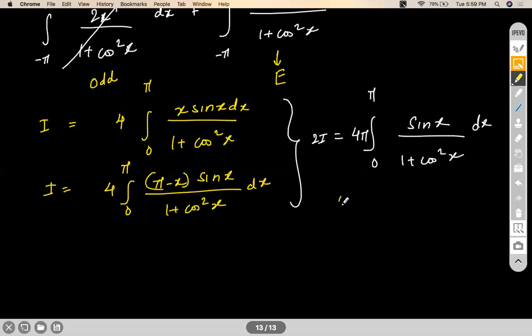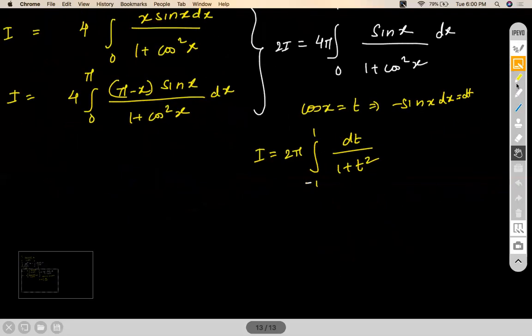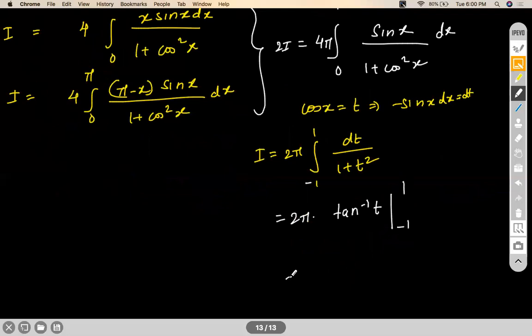Now this is a simple problem where you can take cos x as t. So minus sine x dx will become dt. So I will be equal to 2 pi times integral from 1 to minus 1 of dt with a negative sign by 1 plus t square. We can observe this negative sign and flip the upper and lower limits. So the answer here is 2 pi tan inverse of t from minus 1 to 1. That gives pi by 4 minus minus pi by 4. So I will be equal to pi square.